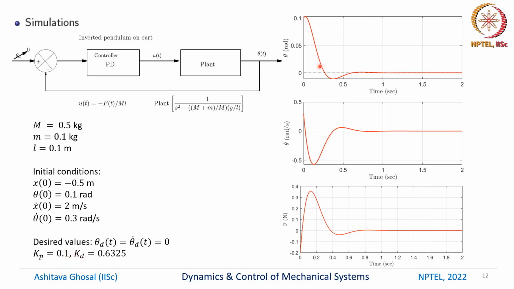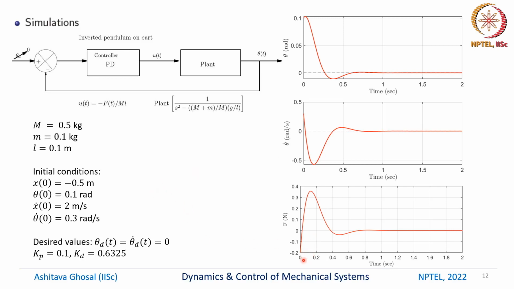So you can see the plot of theta as a function of time. It starts from 0.1 and then it quickly goes down. It overshoots a little bit but settles at 0. Similarly, theta dot starts from 0.3 radians per second. It undershoots, it goes to less than minus 0.5 radians per second, but then after one oscillation it settles down to 0 radians per second as we want.